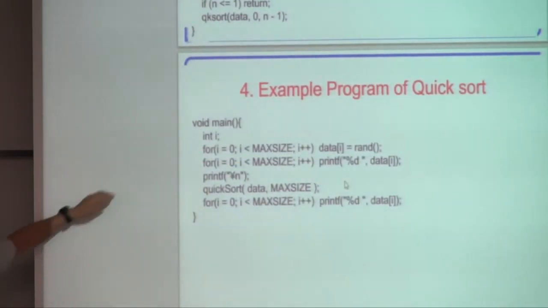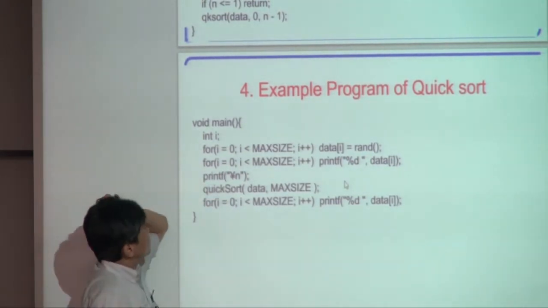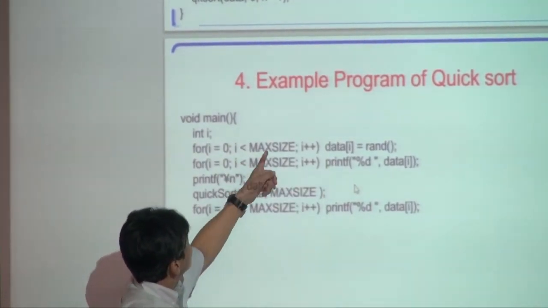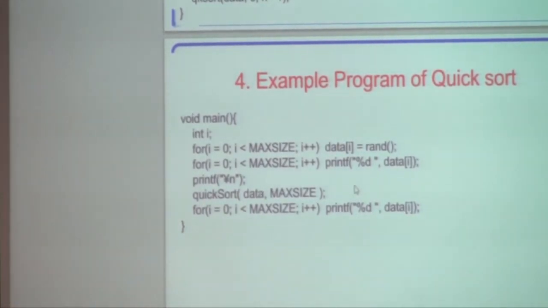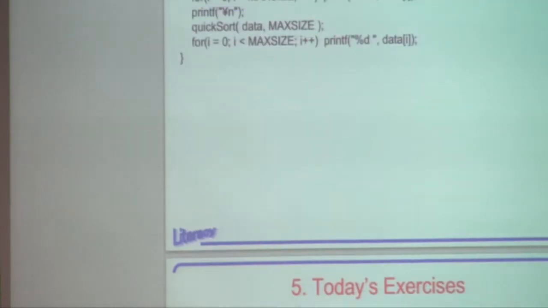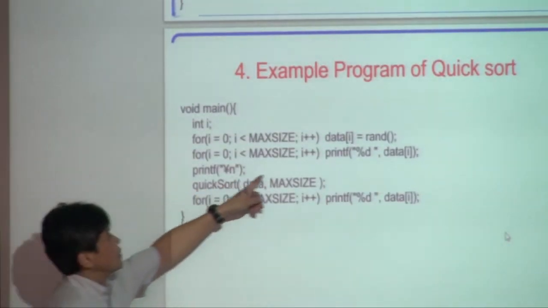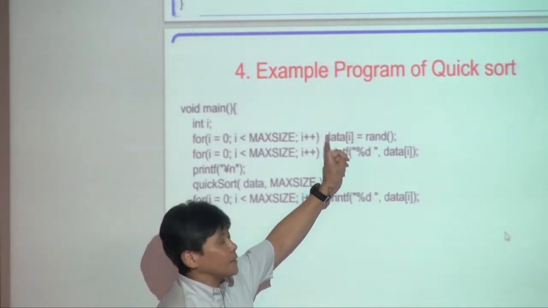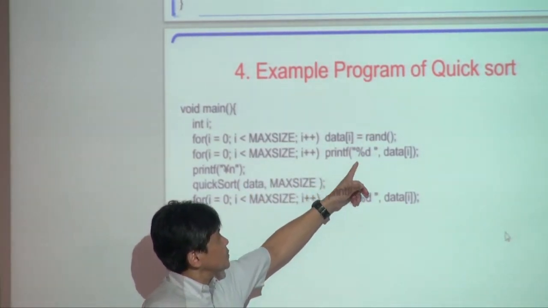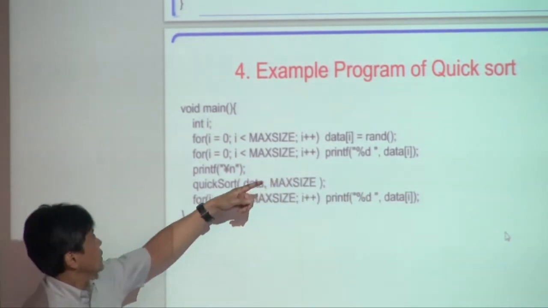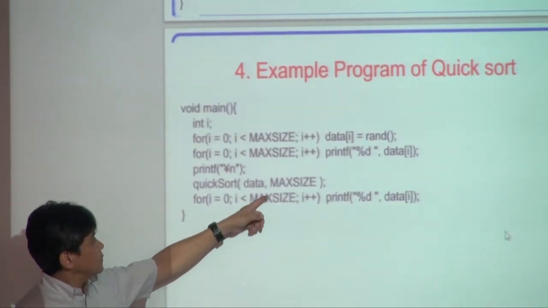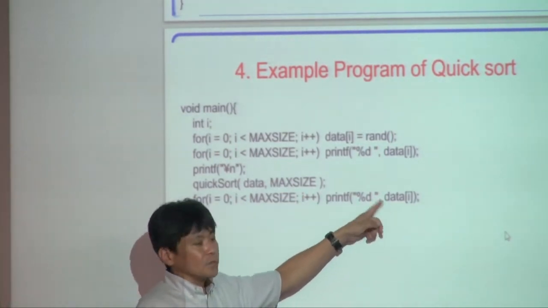The last part is the main function. Inside the main function, the max size is 20. 20 random values will be generated and stored in the data array. Using the printf function, the initial data will first be displayed on the computer screen, and using the quicksort function, the data is sorted, and finally using the printf function, the sorted data will be displayed.